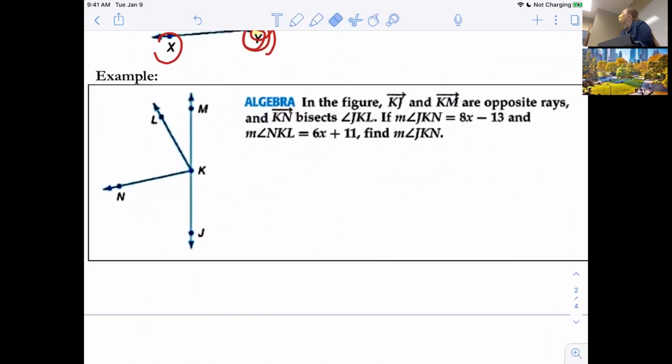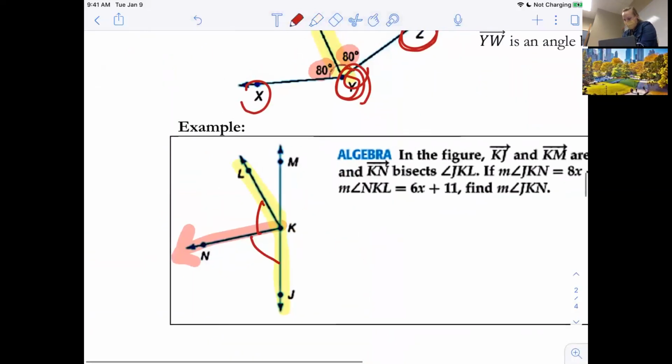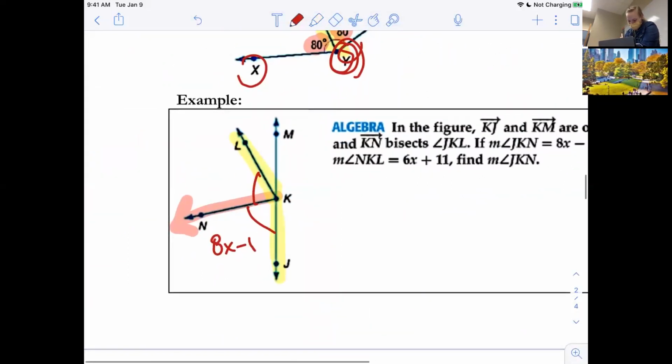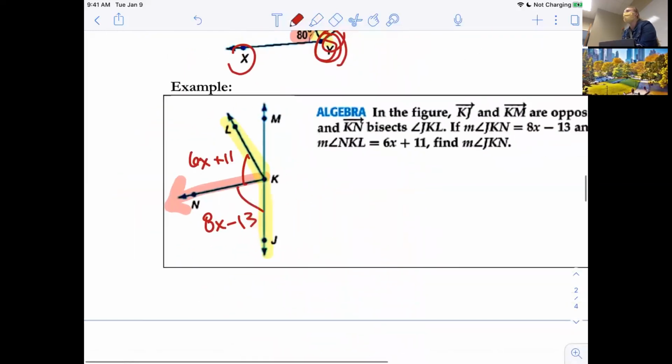Last problem. KJ and KM are opposite rays. KN bisects JKL. So what do I know about JKN and NKL? They're congruent. I also know that JKN is 8x minus 13, and NKL is 6x plus 11. How do I set up an equation and solve?